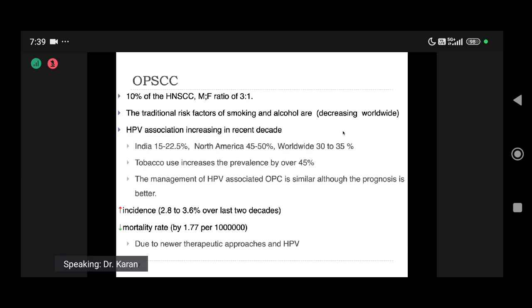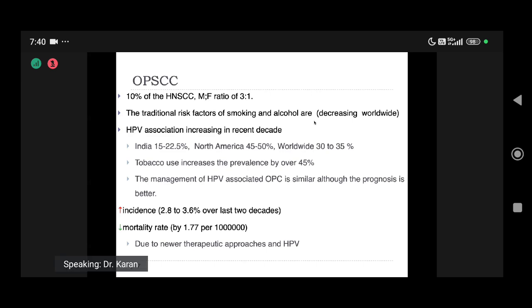Now, why this special stress on oropharyngeal squamous cell carcinomas? It just forms 10% of all head and neck cancers, and as for any other subtype, the male to female ratio is 3:1. What is important is the traditional risk factors for oropharyngeal cancers have been smoking and alcohol. And in the Asian, South Asian, and Indian population, it is still the most common factor, but it is decreasing over time. What is more substantial and important when it comes to oropharyngeal cancers is that it is one of the subsites which has a viral etiopathogenesis.